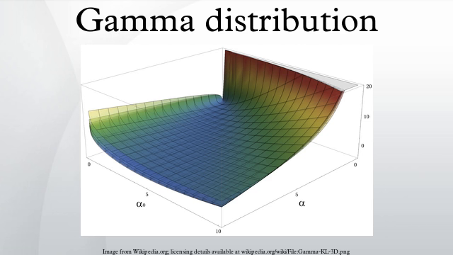Cumulative distribution function. The cumulative distribution function is the regularized gamma function. Where γ(α, βx) is the lower incomplete gamma function. If α is a positive integer, the cumulative distribution function has the following series expansion.